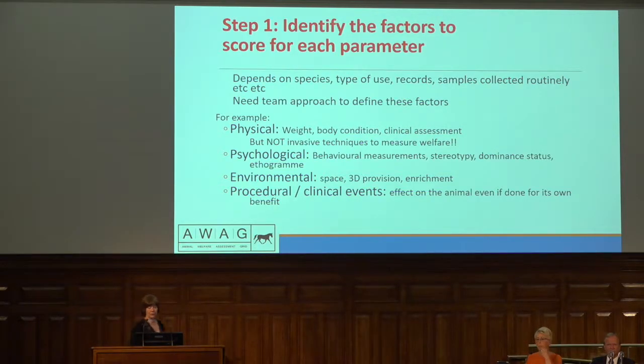And then for the procedural events, think about the effect on the animal, even if you are doing it for the animal's benefit. The animal doesn't know that. It's not giving you consent. It's not understanding that this pain and suffering it's going through is because then my leg's going to get better and I can run around. No one explained that to it.